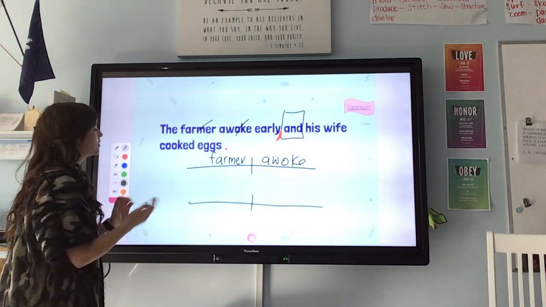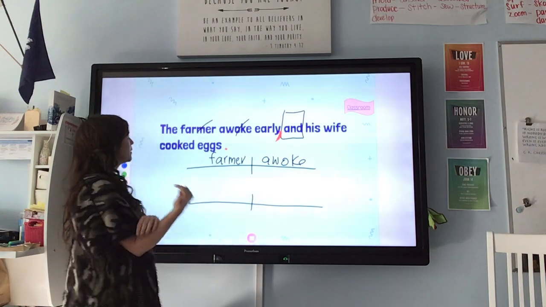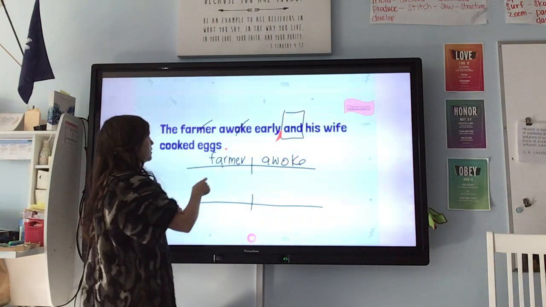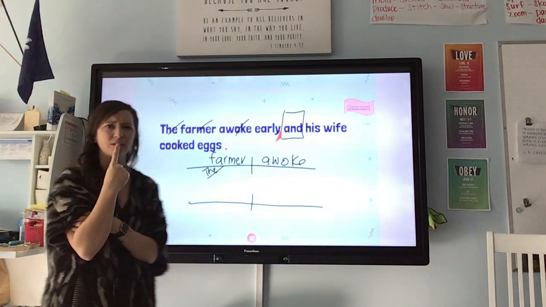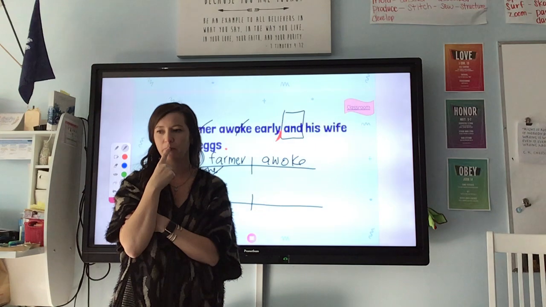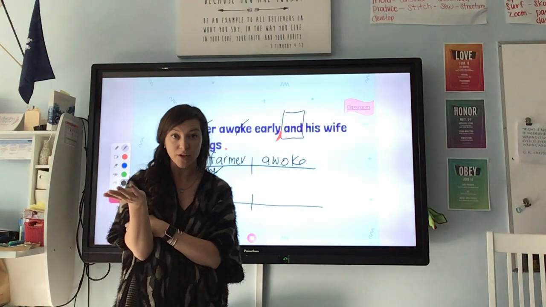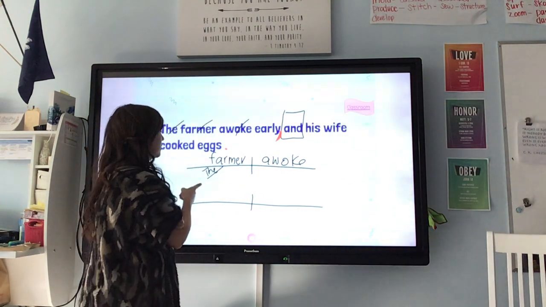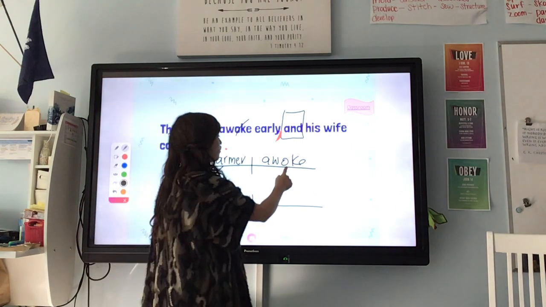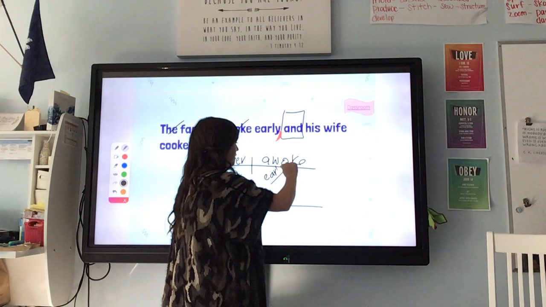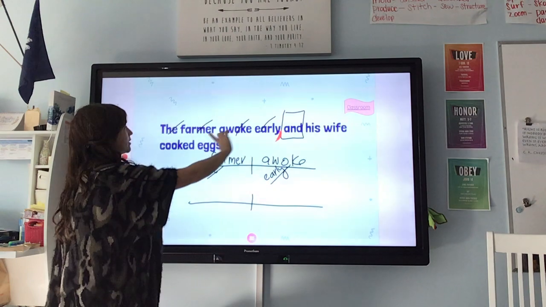All right. Now let's just finish this whole sentence. Let's get everything in the first sentence done. I did my subject, I did my predicate. Let's go left to right. The farmer, done. Awoke, got that done. Early. What is early doing? Well, it's a describing word. What is it describing? Is it describing farmer? Is it early farmer? It describes how he awoke. He awoke early. So early is actually an adverb. All right, so that whole sentence is done. Let's do the second sentence.